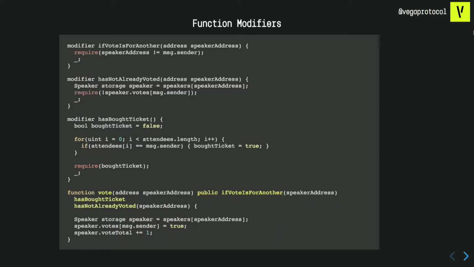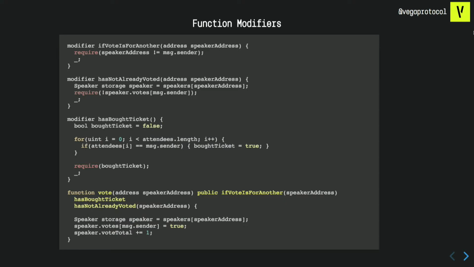So that's all good. Once we've got these internal functions, Solidity actually allows you to transfer them into something called a function modifier. A function modifier is a special kind of function that can be used as a precondition on your contracts. So you're not actually going to run any of your functions until those preconditions are met. Just by rejiggling that same code a little bit, I can create what's called a modifier. It's called, if this vote is for another person, have you not already voted? Have you bought a ticket?